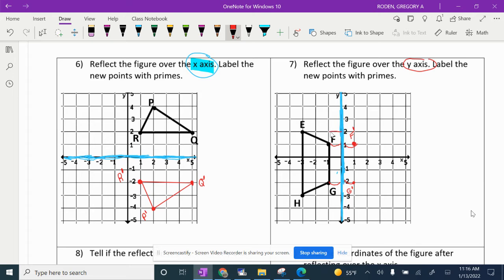Now let's do E. E is 1, 2, 3 units to the left of the flip line. So E prime is going to be 1, 2, 3 units to the right of the flip line. Okay. H is 3 units to the left of the flip line. 1, 2, 3. So H prime is going to be 1, 2, 3 units to the right of the flip line. And then you're going to get something that looks like this.